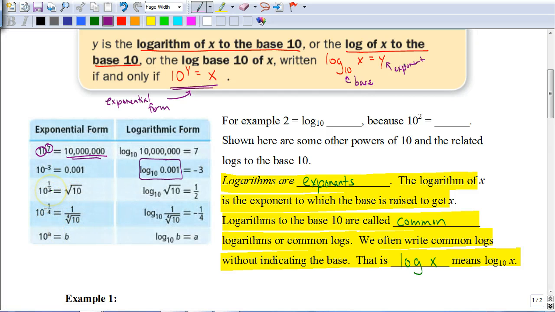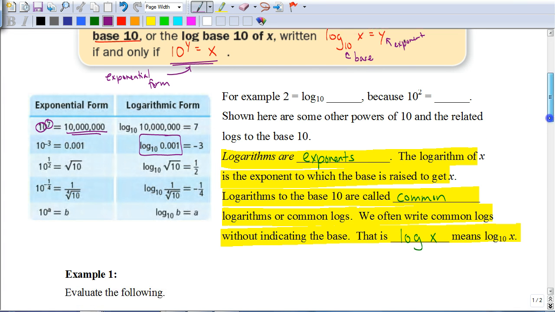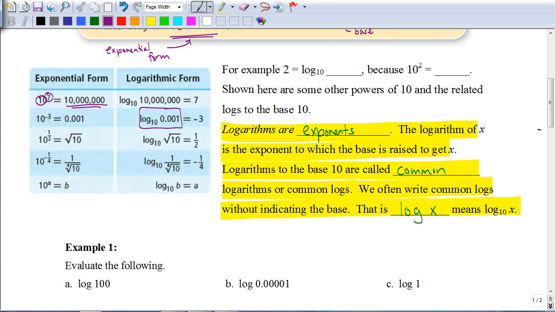If we have 10 to the 1/2 power, that's the same as the square root of 10. So log base 10 of the square root of 10 would end up giving me 1/2. 10 to the -1/4 power is the same as 1 divided by the 4th root of 10. Or we have log base 10 of 1 over the 4th root of 10. If you did that on your calculator, you get -1/4.